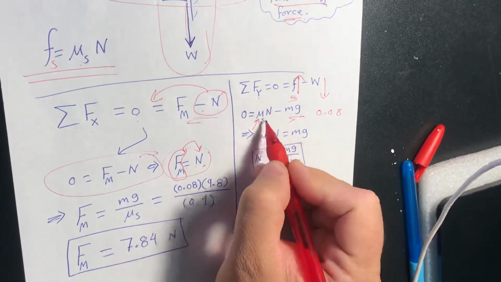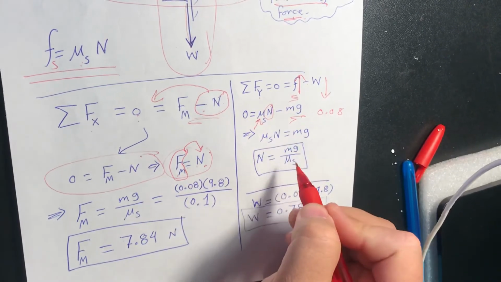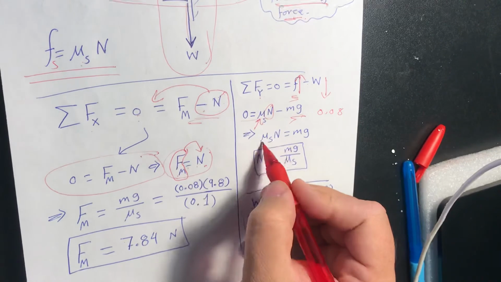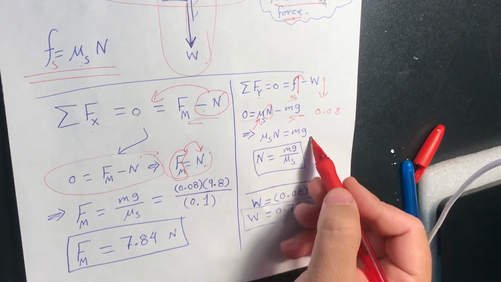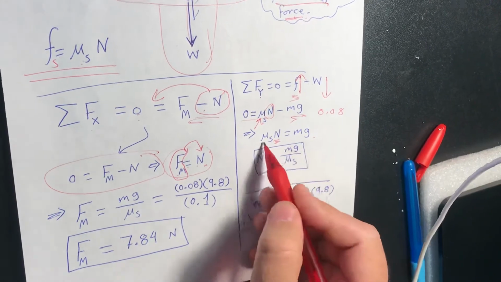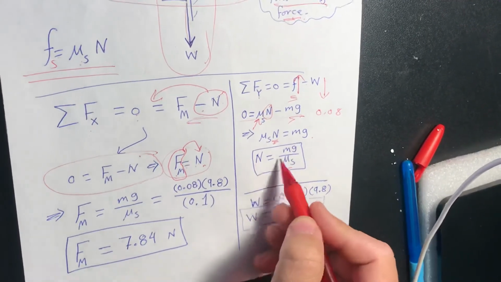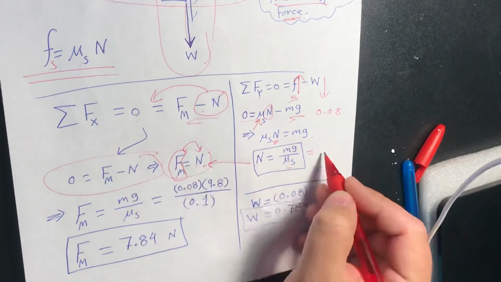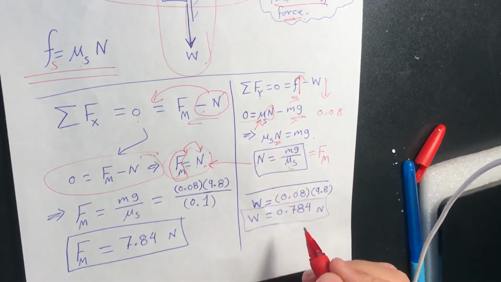Mu s is given. And now, by rearranging the equation, we have mu s multiplied by N is equal to mg. Now, just divide over mu s. N is equal to mg over mu s. This is equal to F magnet, as we see.